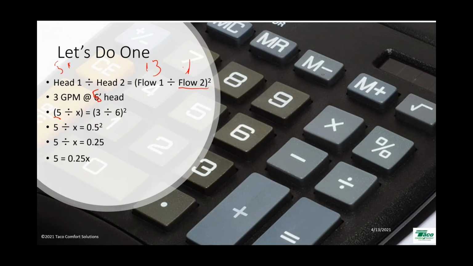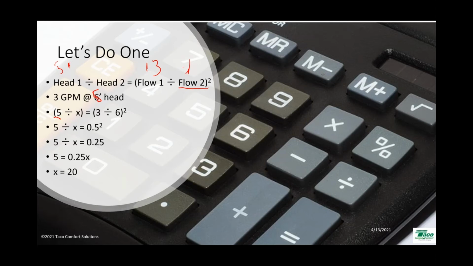We continue to math that out, multiplying both sides by X to start to isolate for X. 5 equals 0.25X. Now we divide both sides by 0.25 and we come up with 20. So here you can see we doubled the flow, we quadrupled the head. So it goes up exponentially. By doubling the flow rate, we quadrupled the head loss through the piping system.